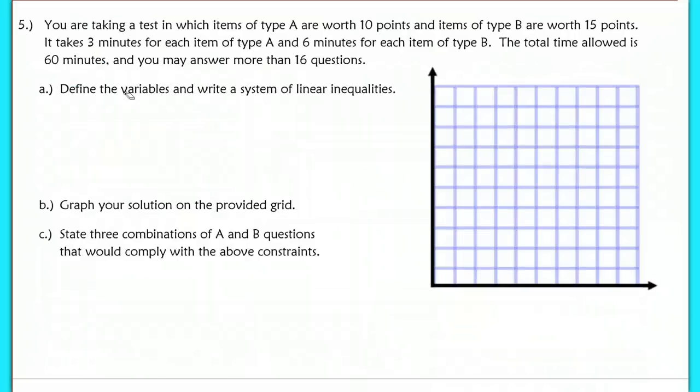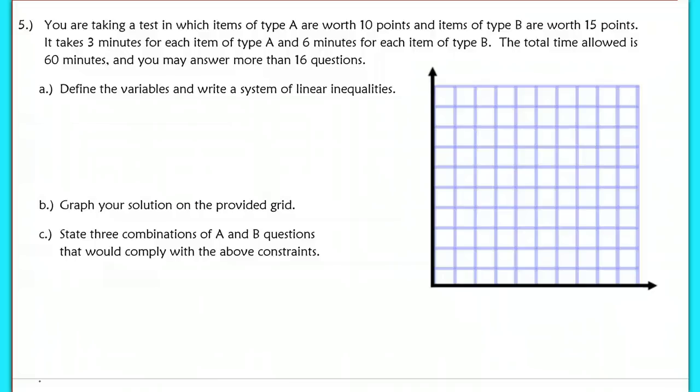Okay. All right, the last problem on this note sheet is an application problem for this system of linear inequalities. So take a second to read the actual problem, and then we'll go through it together. So you're taking a test, and you've got 2 types of questions, type A questions that are worth less than type B questions. For each type of question, it takes a different amount of time to complete also. One might be harder than the other. And you have a total time allowed.